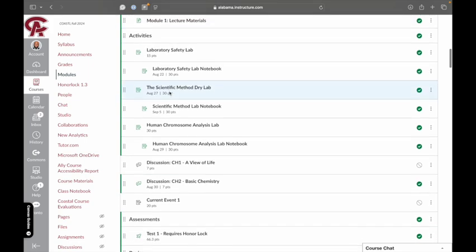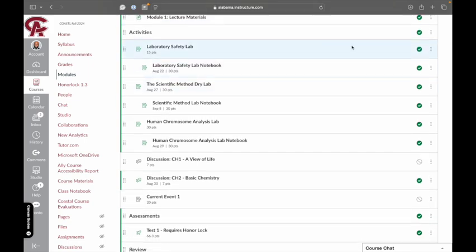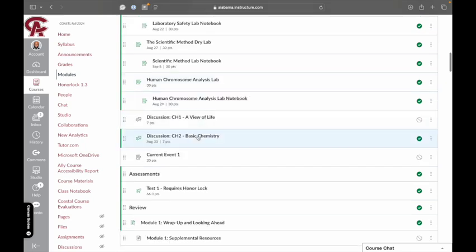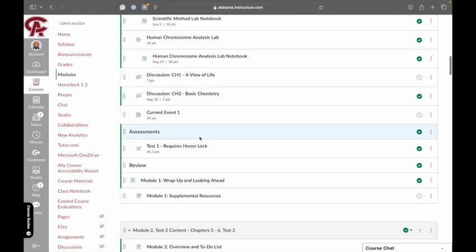So these are the activities. So you have your first lab, you have your second lab, and you have your third lab. And again, these labs are not all due the same day. Only one lab is due this week. However, next week you have 2 labs that are due. You have your discussion from Chapter 2, and then you have the test.